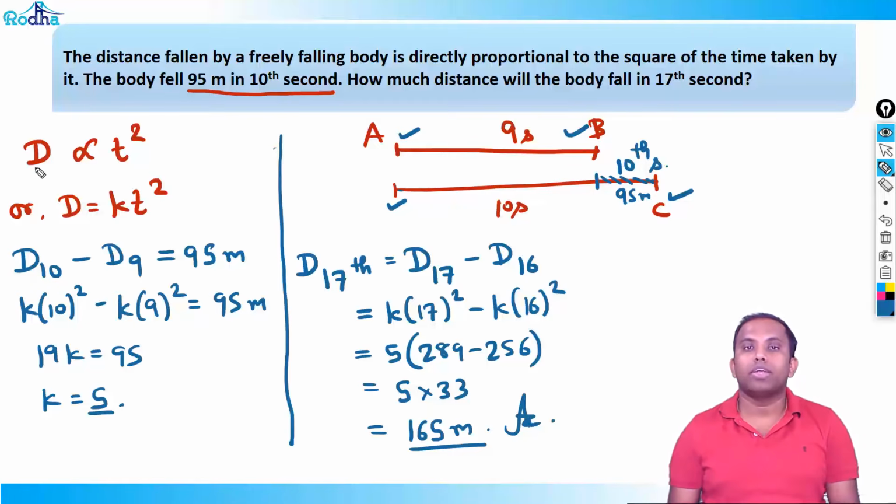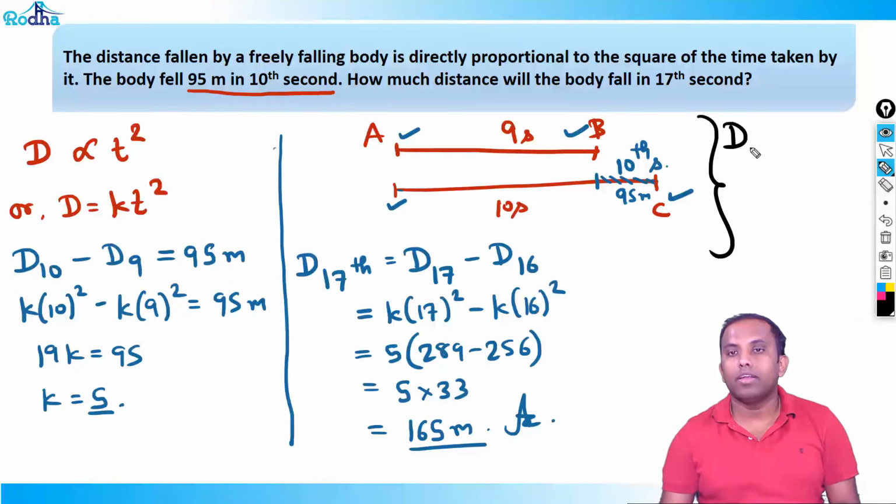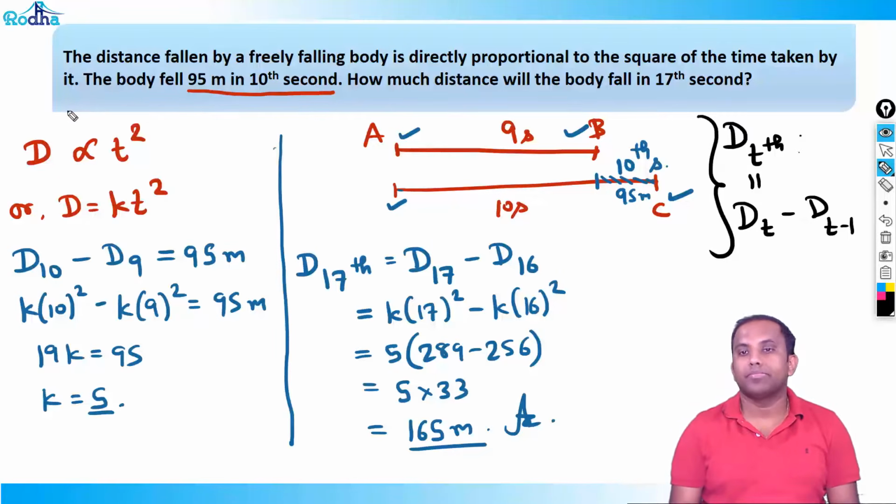Proportion and variation, to get the concept of proportion and variation. The answer is 165 meters. So the only catch point here was that the distance traveled in the tth second is equal to the distance traveled in t seconds minus the distance traveled in t minus 1 second. So the distance traveled in the 10th second is the distance traveled in 10 minus the distance traveled in 9. I hope it is clear.